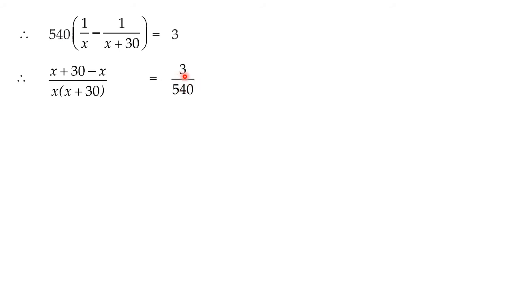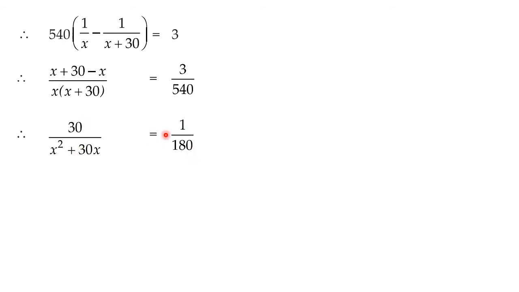Now see here, we can divide. 54 is divisible by 3. You know that 18 threes are 54. So here we will get 1 upon 180. And here plus x and minus x will get cancelled, so 30 will be left in the numerator. So our next step is 30 upon x square plus 30x, this bracket is open, is equal to 1 upon 180.